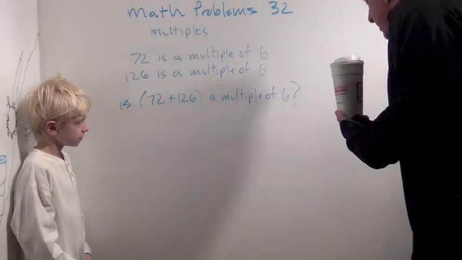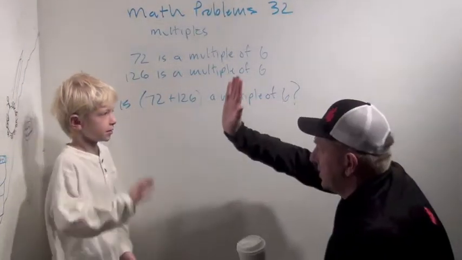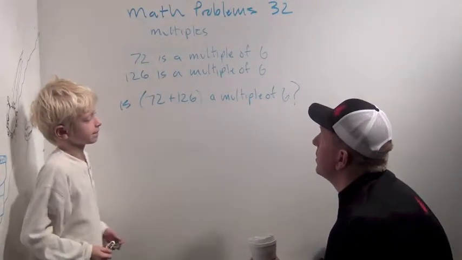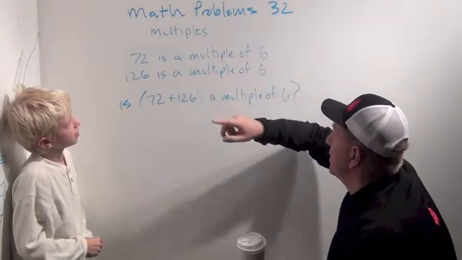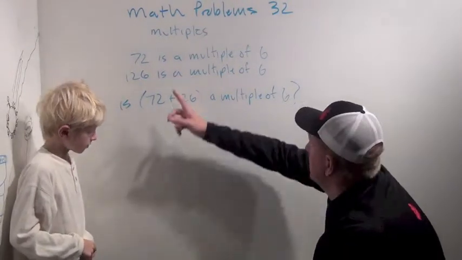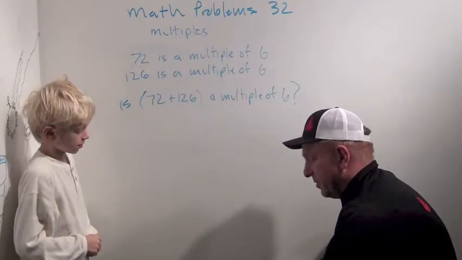Math Problems number 32. So today we're moving on to chapter 3 of Art of Problem Solving's Prealgebra. That's about number theory, and the first section is talking about multiples. What does it mean to be a multiple? So like in this problem I say 72 is a multiple of 6. What does that mean, that 72 is a multiple of 6?